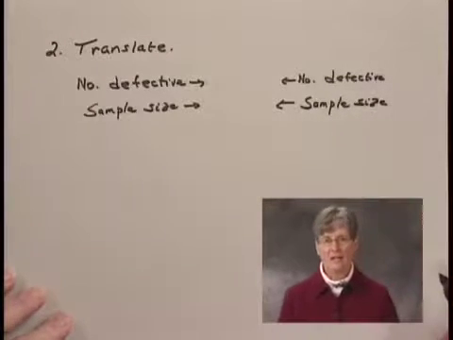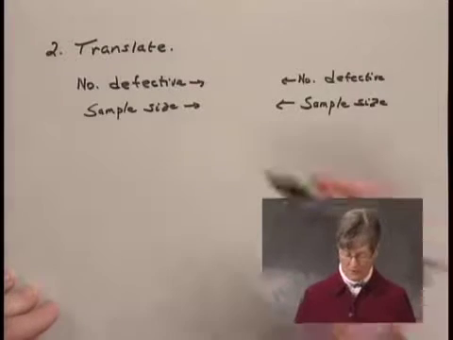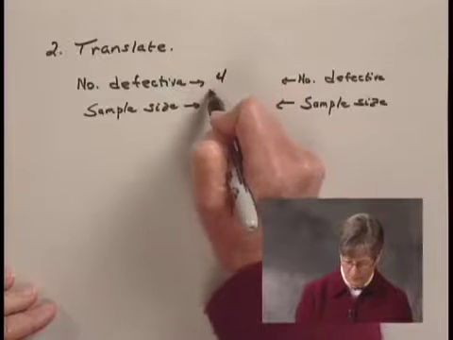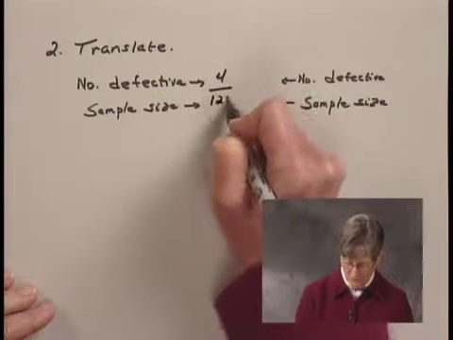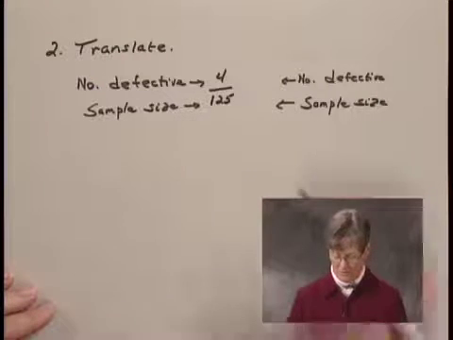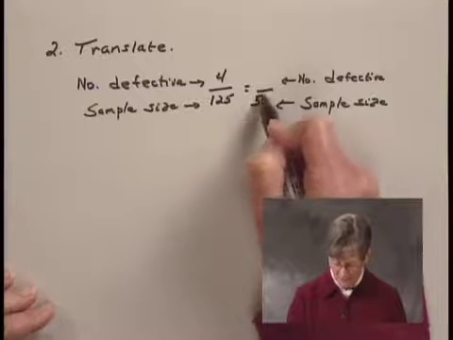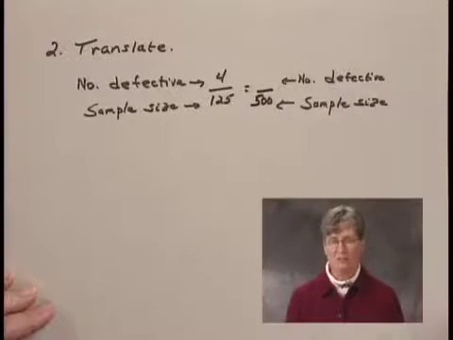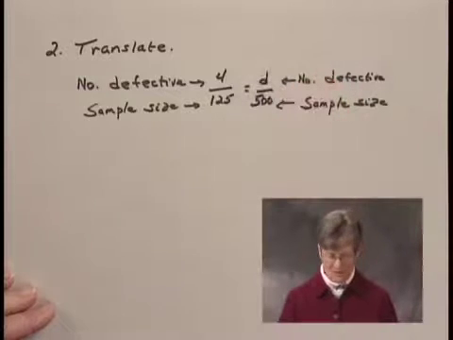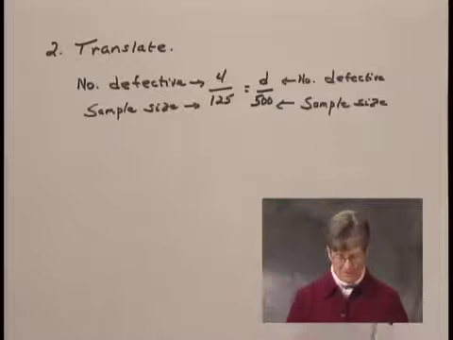Now, we are told that in a sample of 125, there are 4 defective spark plugs. So we can write one fraction, or one ratio, as 4 over 125. In a sample size of 125, there were 4 defective. We're interested in a sample size of 500, and we want to find the number of defective spark plugs, and we named that number D in our familiarize step. So we now have a proportion that we can solve, and let's go ahead and do that.